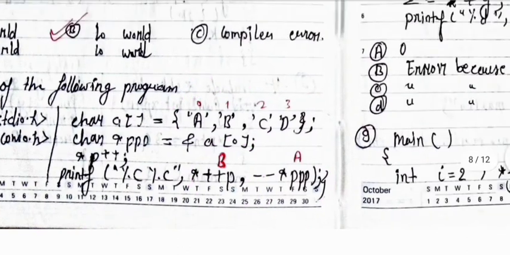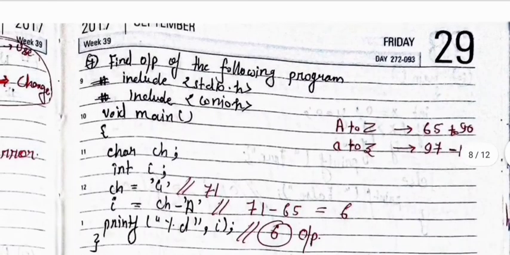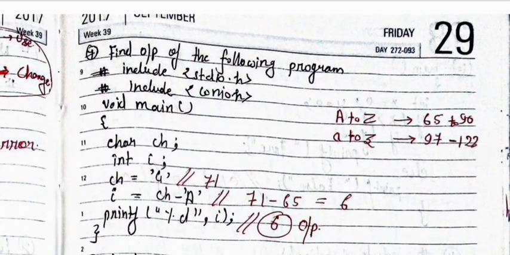So next question is: find the output of the following program. Here the program is given like this. It has #include <stdio.h> and void main. Starting from void main, here char ch and int i, and ch is defined as 'g'. Now i is equal to ch minus 'e'. Print the value of %d, i.